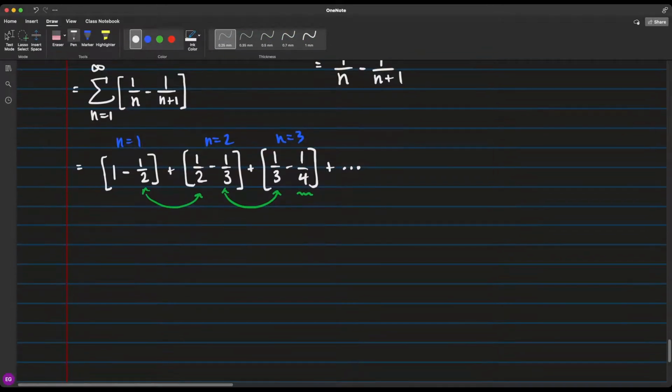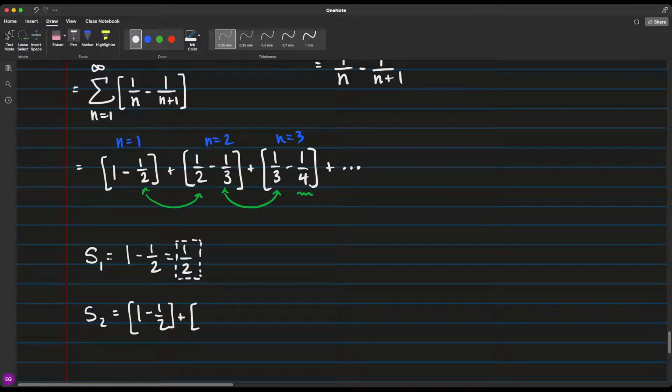Okay, so let's look at S1. S1 will just be 1 minus 1 half, which is 1 half. The first partial series is just the first term, and the first term is 1 minus a half, which is a half. Now, what's S2? S2 is 1 minus a half, which is a half, plus a half minus a third.